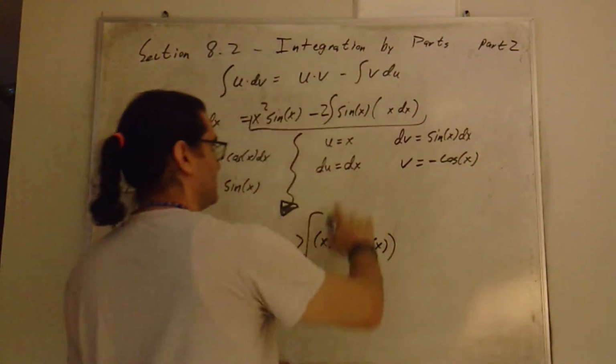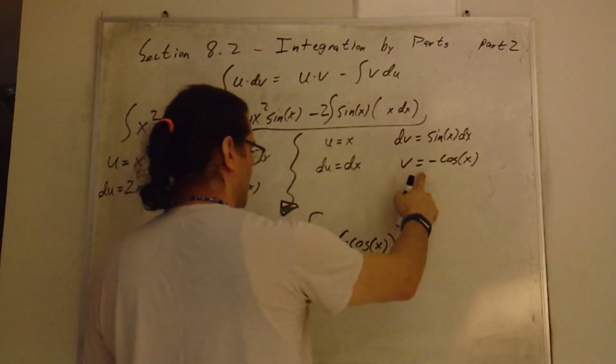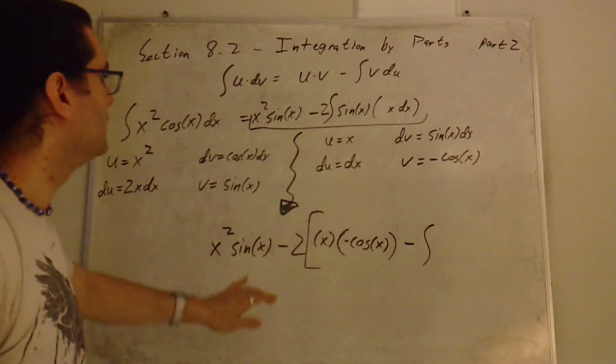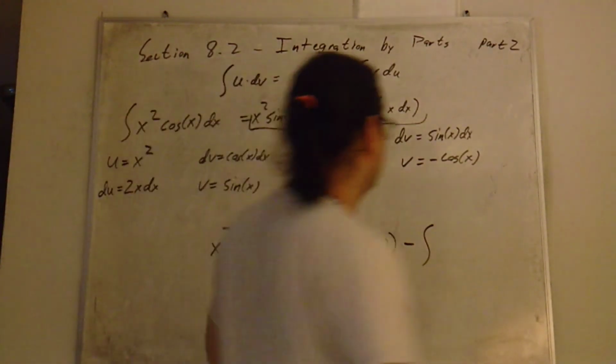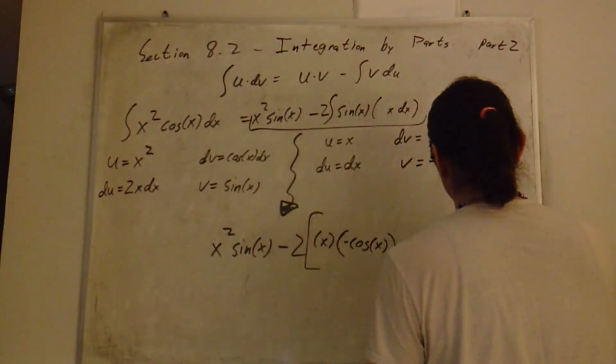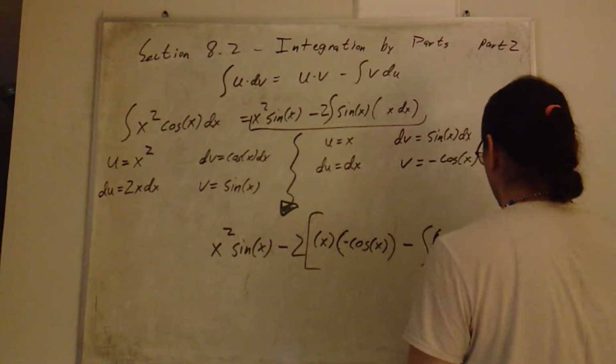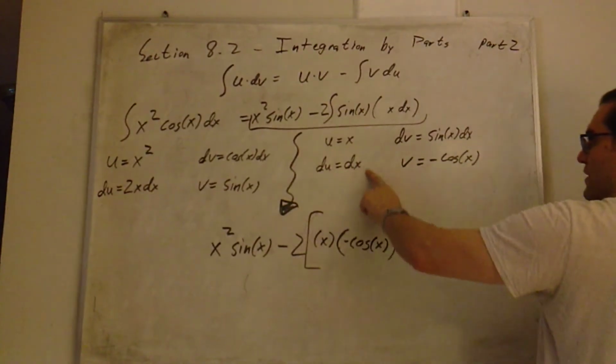This is u times v. So now I need to subtract the integral of v, negative cosine x, times du. That's just the dx. This is what we wanted to get to.